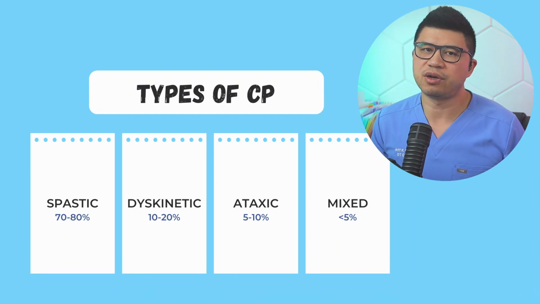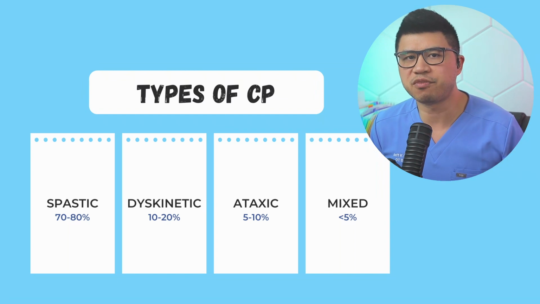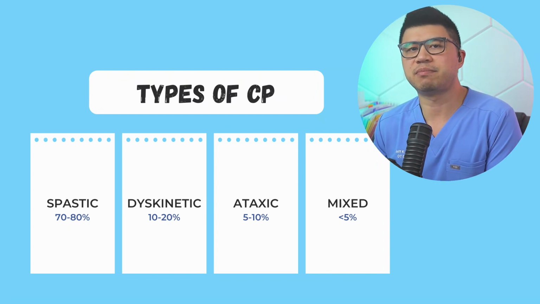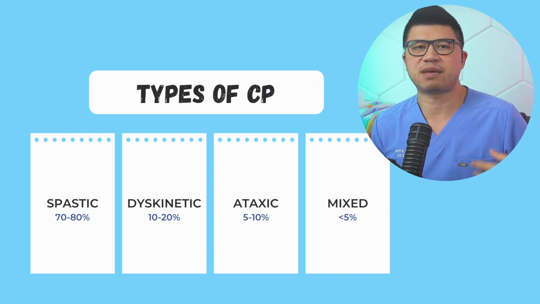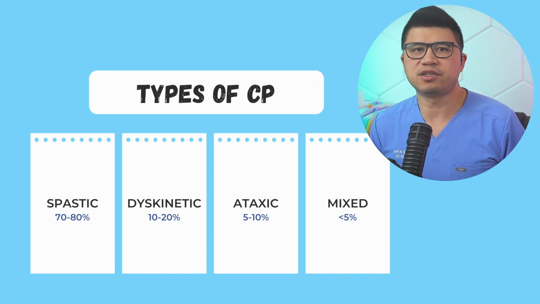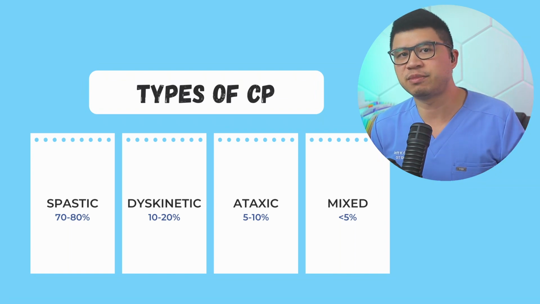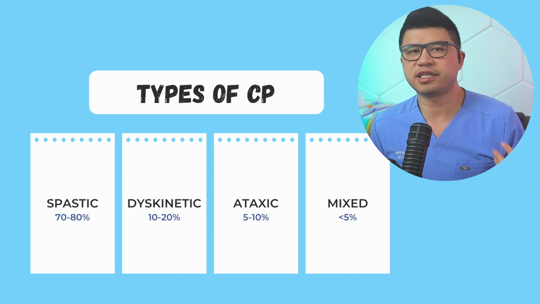Athetoid means slow, writhing, involuntary movements, right? So they would have uncontrollable movement that may be slow, or it may be fast but jerky as well. It can also affect the face and tongue, besides the extremities. Overall, dyskinetic CP results in varying tone.